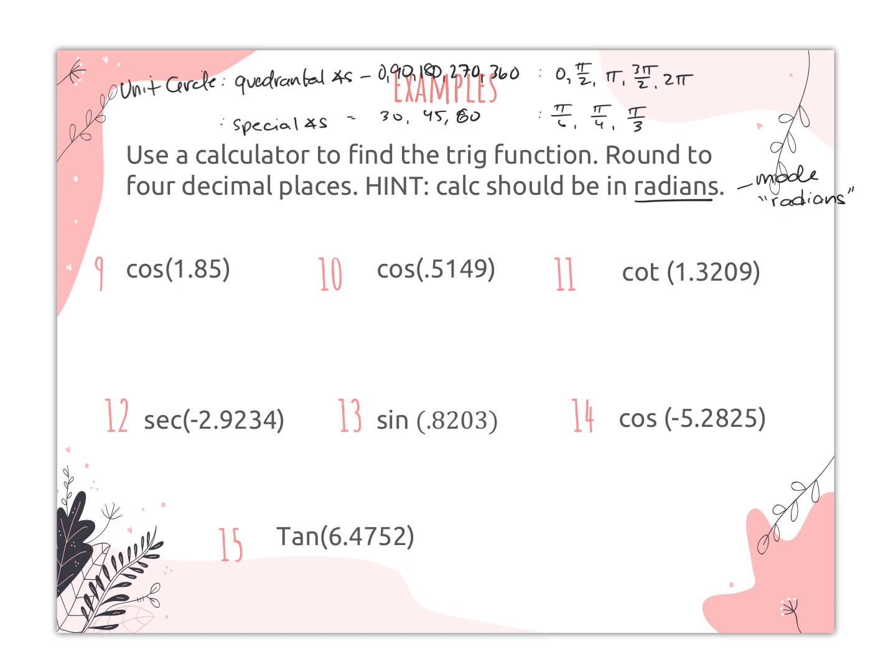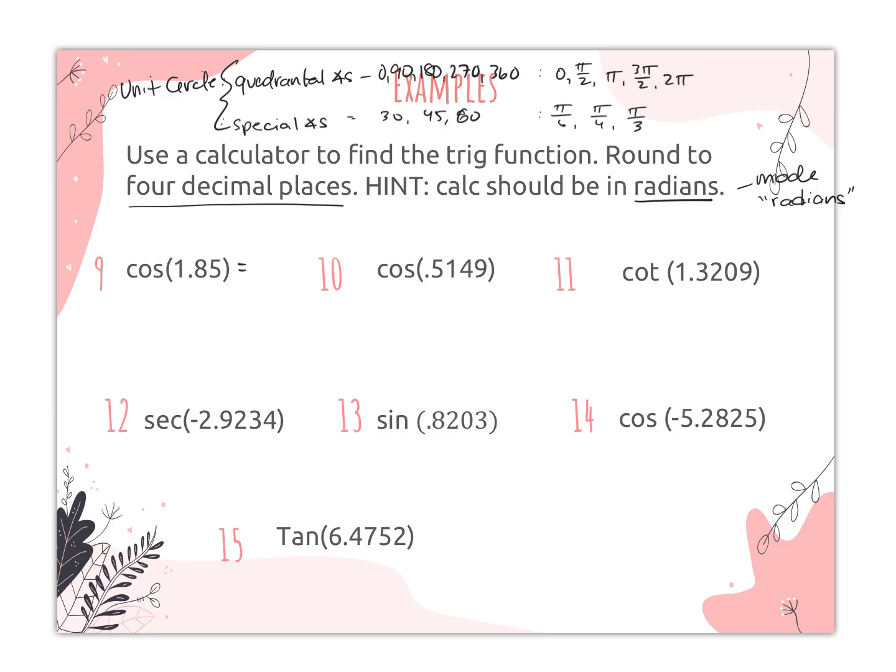Now what we're going to do is find values of cosine and sine and things like that of other values that are not these up here. You're just going to go to your calculator like you did before. Make sure it's in radians, and find the cosine of 1.85. First of all, you have to recognize that this is 1.85 radians, not 1.85 degrees. They want you to round it to 4 decimal places.